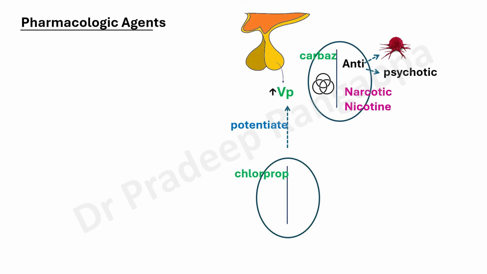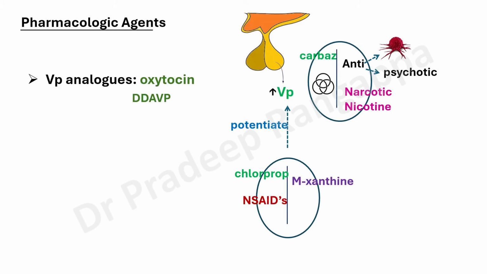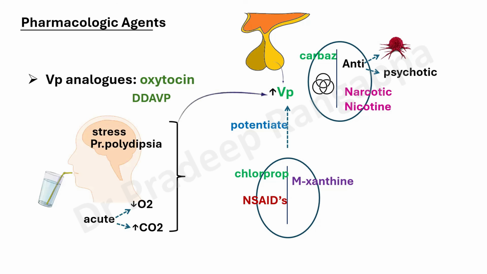And there are drugs which potentiate and enhance the action of vasopressin: chlorpropamide, methylxanthines, NSAIDs. They potentiate and accelerate the functioning of vasopressin. And there are certain vasopressin analogs that we use in ICU, like oxytocin or DDAVP, which again retain water within the body and cause hyponatremia. So these are the pharmacological agents, and there are other causes like stress, primary polydipsia, or acute hypoxemia and hypercapnia in ICU, which lead to increased ADH release, and they retain water and relative hyponatremia can set in.